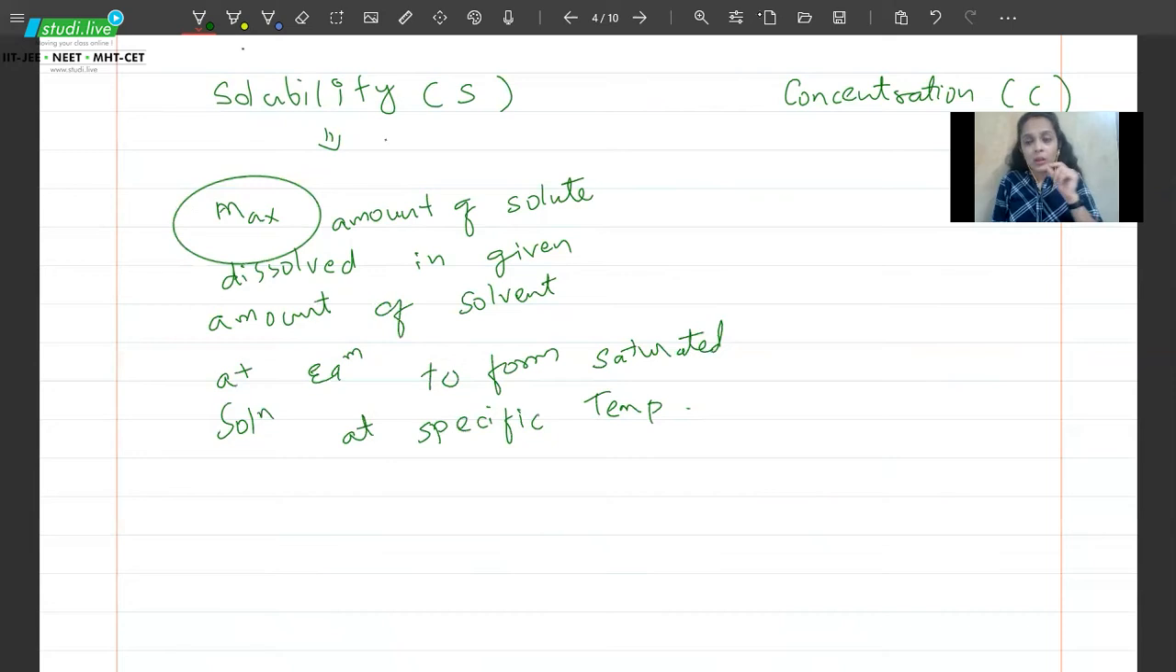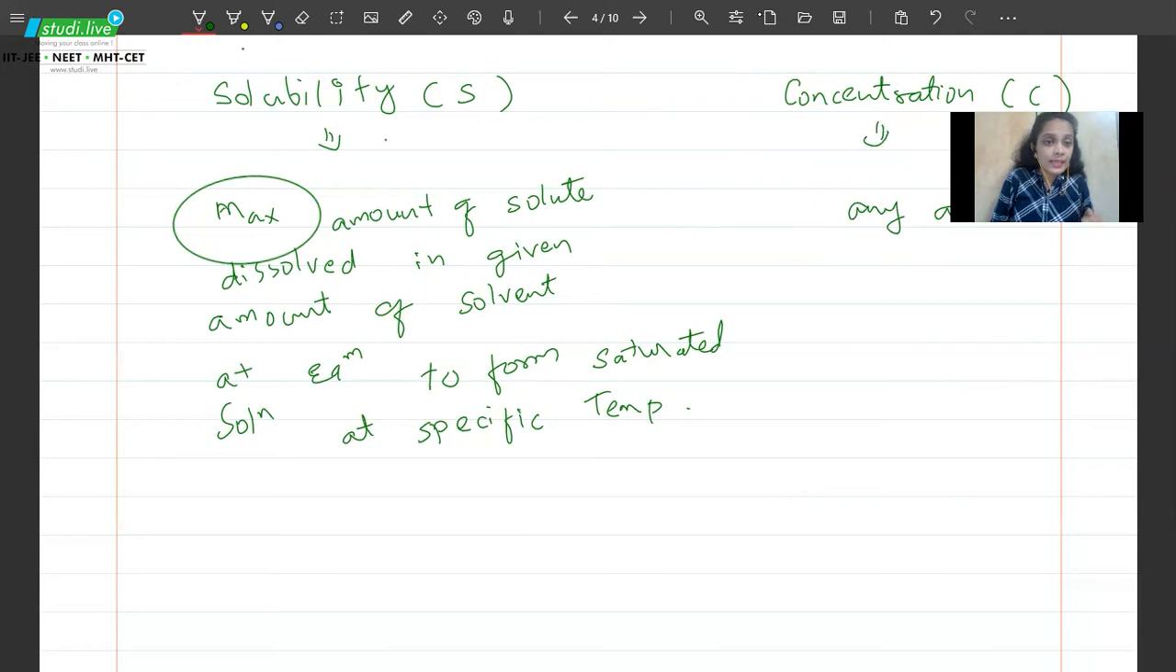Yes. So now, if I'm talking about concentration, concentration is something like, at a particular time, how much amount of solute is present. It could be maximum, it could be less than that, or it could be any amount. Okay, so solubility, maximum amount; concentration, any amount of solute dissolved in the given solution. Am I right? It could be maximum also, it could be any other value. So this is the basic difference of solubility and concentration that you need to know.